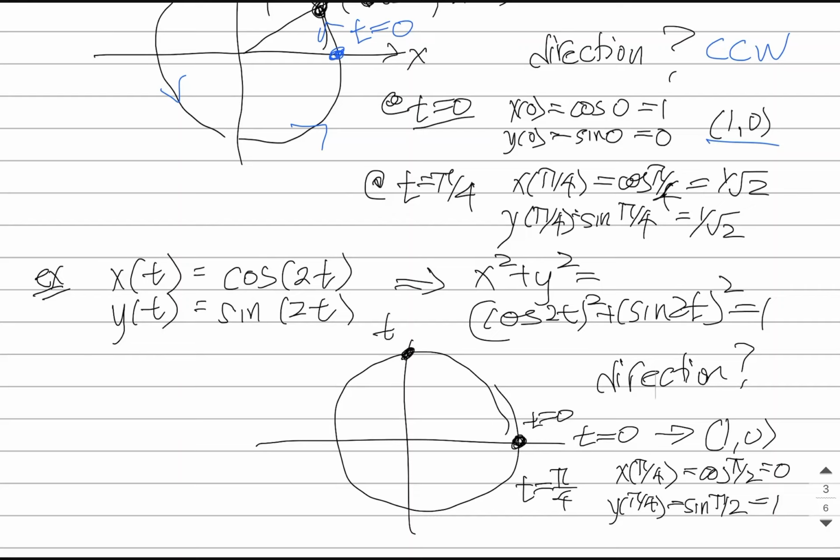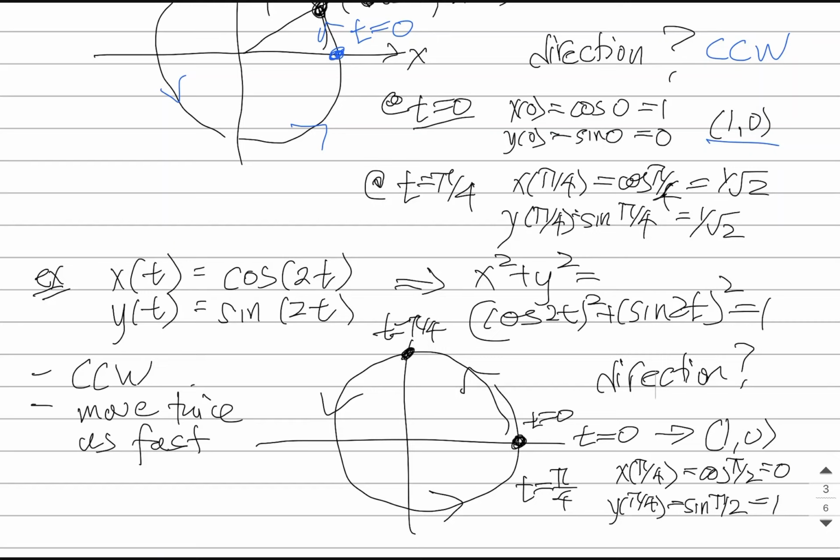So that means at time pi over 4, we have gone further. So we are still going counterclockwise, but our period is doubled. Or sorry, our period is halved. We move around twice as fast. So it's going to take me half as much time to go around this circle as it would have before.